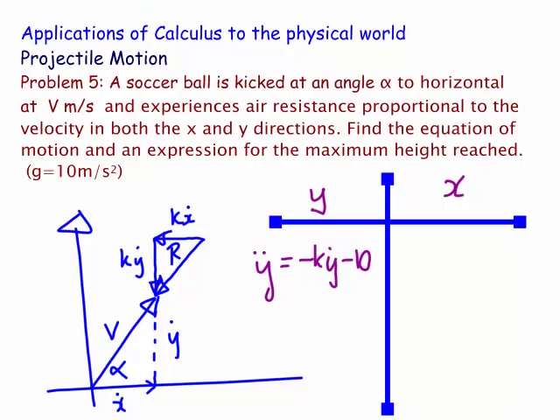How about the x double dot? Usually x double dot in projectile motion is equal to 0, but you can see in this case there is something resisting in the x direction. So this is equal to minus kx dot. Now we're going to have to try and solve these. This is starting to get a little bit more complicated.